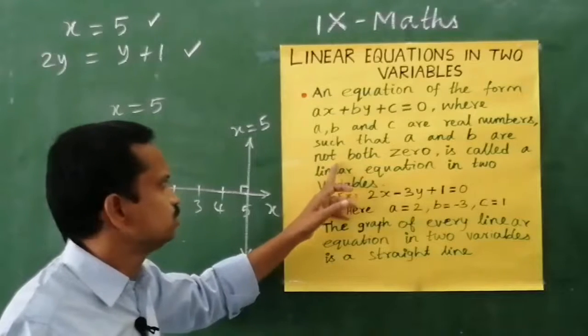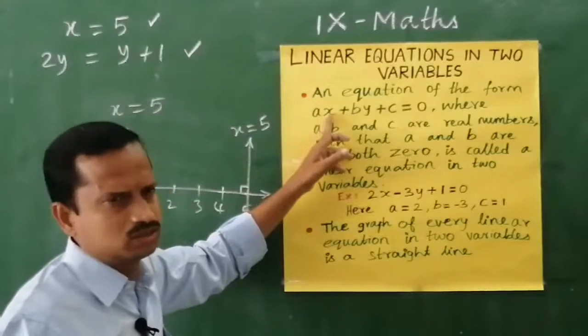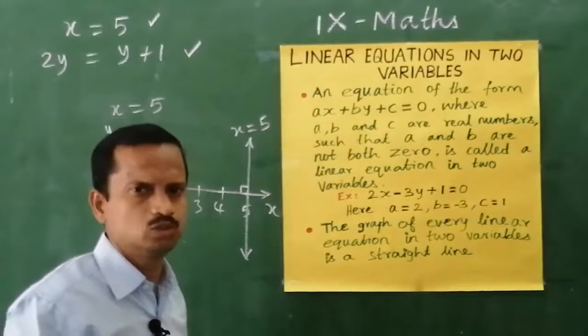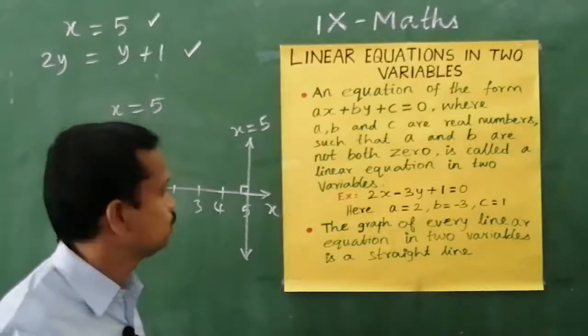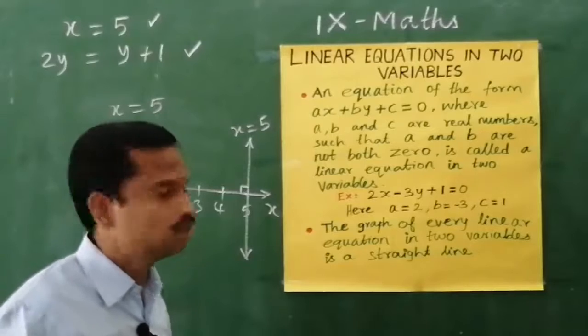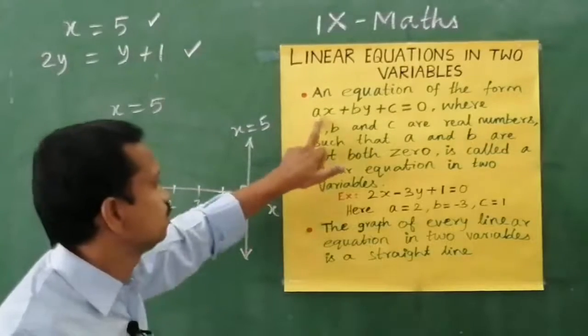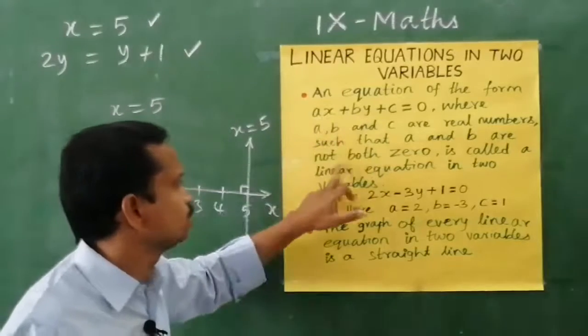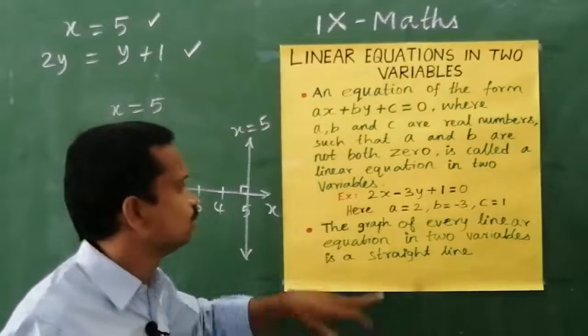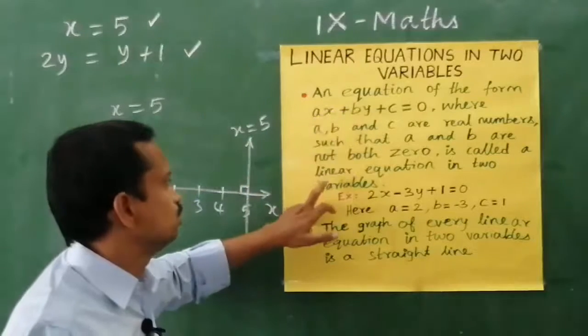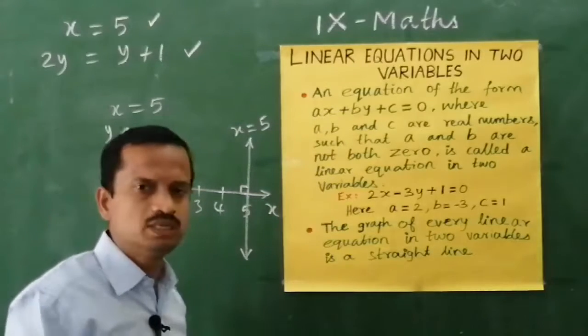The condition is that the coefficient of x and the coefficient of y should not be 0. If they become 0, then we cannot get two variables. So, the condition is a and b not both 0. This form is called the general form of the linear equation in two variables.